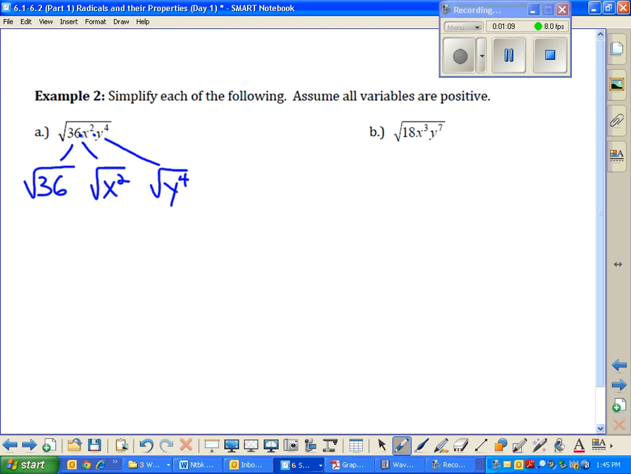Square root of 36. You're all smart people. You know this fact. It is 6. I should point out, for the sake of today's lesson, you are just going to assume all the variables are positive. So we can make that assumption.